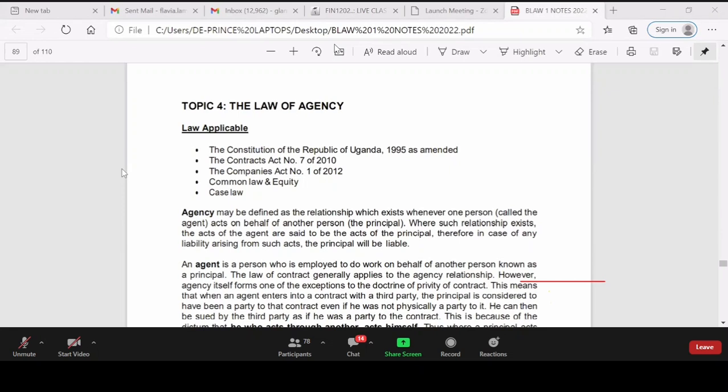There was a lady who was supposed to discuss for us something. I don't know if she's around to discuss for us modes of effecting delivery. Is she here? I've forgotten the name. Excuse me, madam.